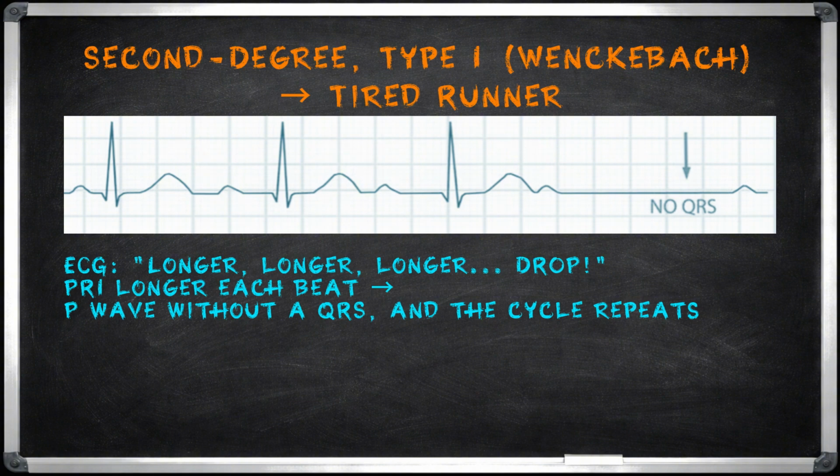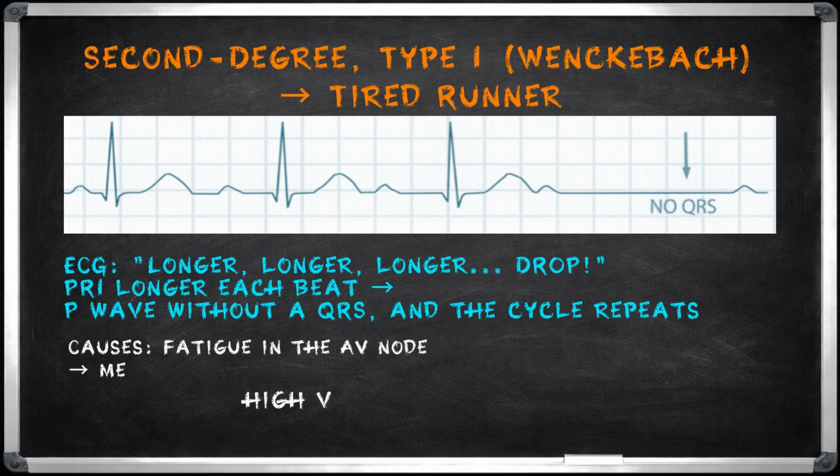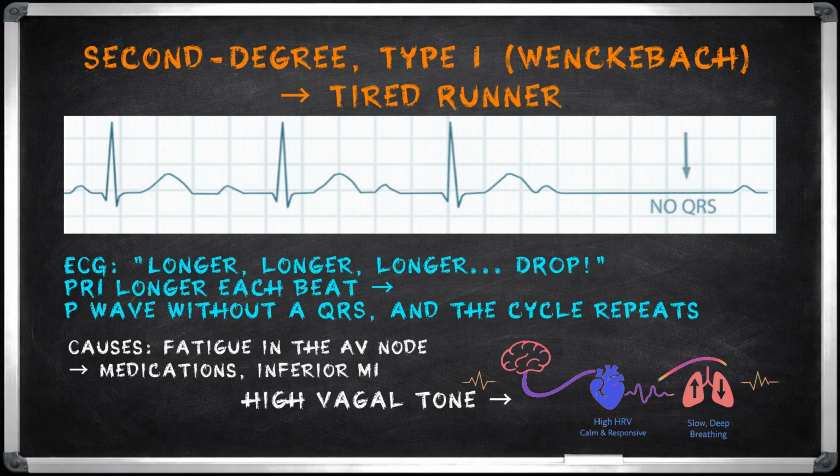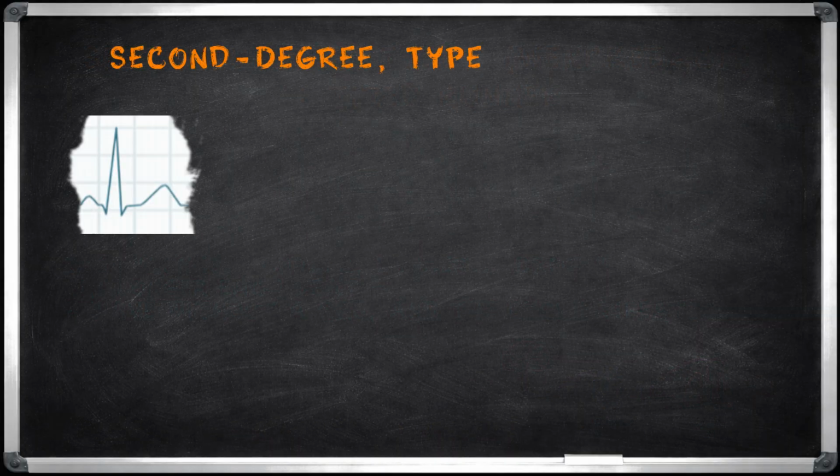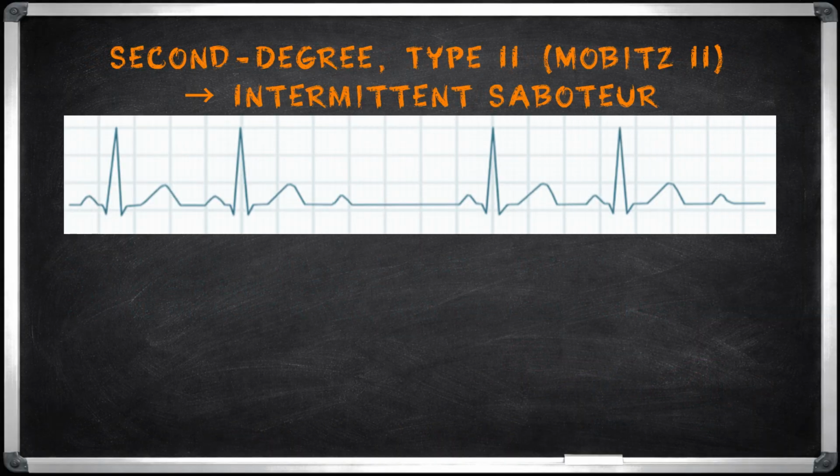So why does it happen? Fatigue in the AV node itself. It is usually due to medications, inferior myocardial infarction, which affects the AV node's blood supply, or high vagal tone. Danger is still relatively low. It rarely progresses to complete block. Management is usually just observation and removing the cause, like a medication. For symptomatic bradycardia, you can use atropine. Now pay close attention. Here is where the danger level jumps.